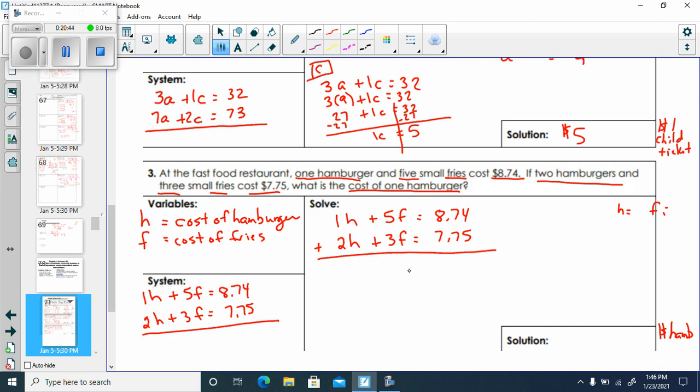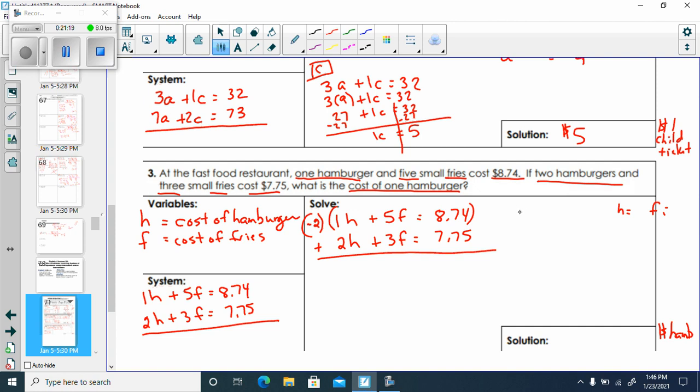I've got to eliminate one of these variables. Let's look at our coefficients. 5 and 3. I can't multiply 5 by anything and get 3, or 3 by anything and get 5, without it being a fraction. Can I multiply 1 by anything to get 2? Multiply it by 2, couldn't I? Now I'm trying to get rid of one of the variables, so I need my coefficients to be opposites. If this is a positive 2, I need this to be a negative 2, don't I? Let's multiply negative 2 times everything up here.